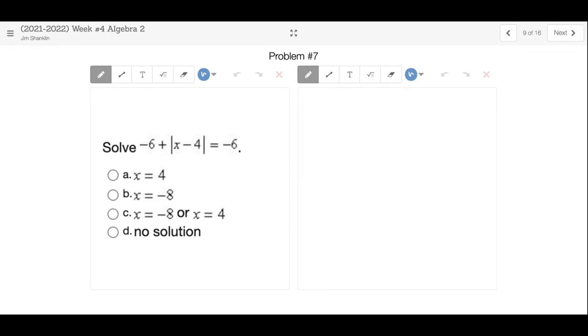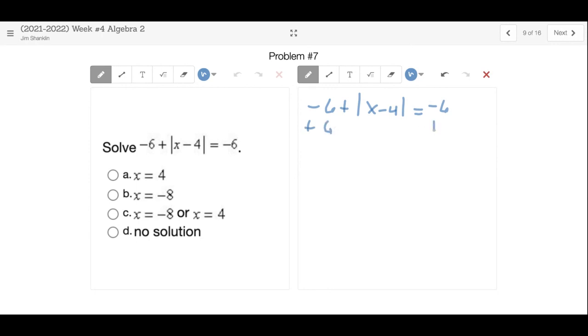All right. Let's take a look at this problem. I'm gonna work it out step by step. Okay. I have -6 plus the absolute value of x minus 4 is equal to -6. Is the absolute value symbol isolated already? Okay. Nope, it is not. So what do I have to get rid of? -6. I have to get rid of the -6, right? So I'm going to add 6 to both sides. That's the only way to get rid of a -6 is to add 6 to both sides. So that's what I'm going to do.